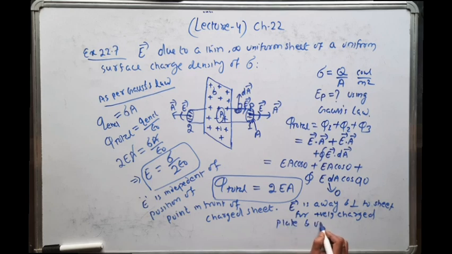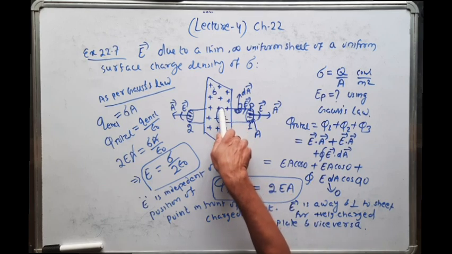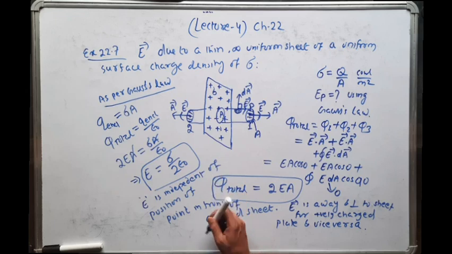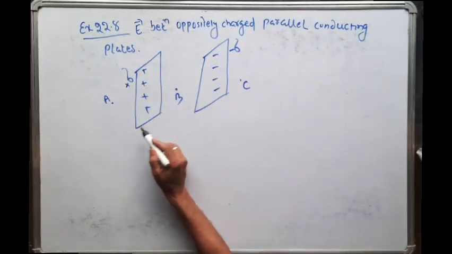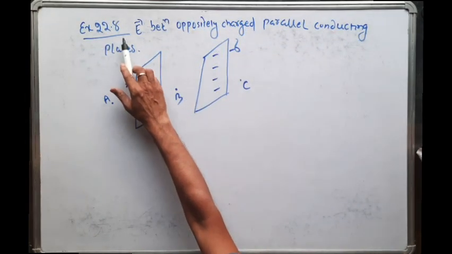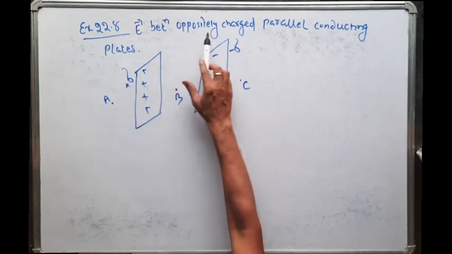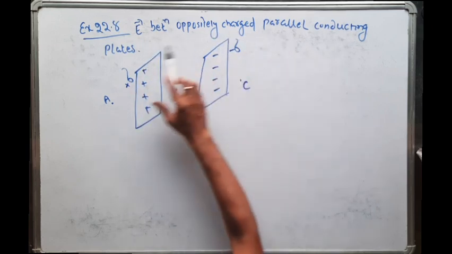And vice versa. Vice versa means if the charge sheet is a negative plate, then the electric field intensity is towards the plate. So this is about example 22.7. Let us discuss example 22.8. Here we have to find the electric field intensity between oppositely charged parallel conducting plates.